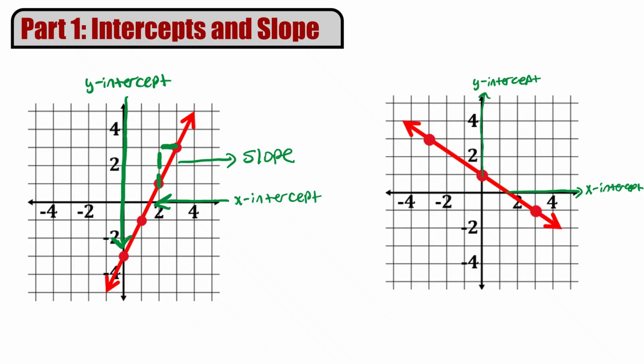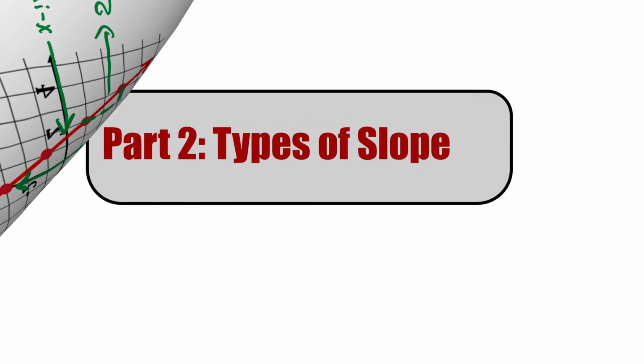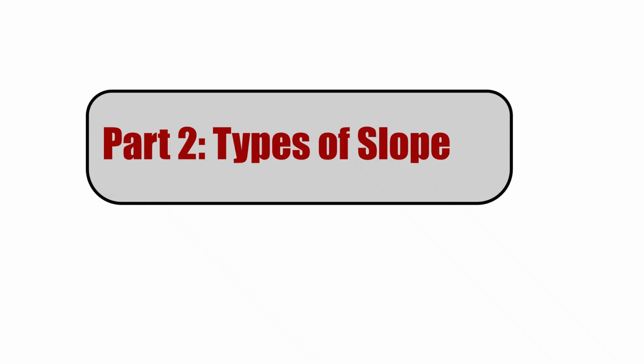Now look at the green slope triangle. This time, we move down as we move to the right. That down movement makes the slope negative. So positive slope rises, and negative slope falls. These examples help us see how intercepts and slope show up on a graph. Next, let's look at the different types of slopes we can have.